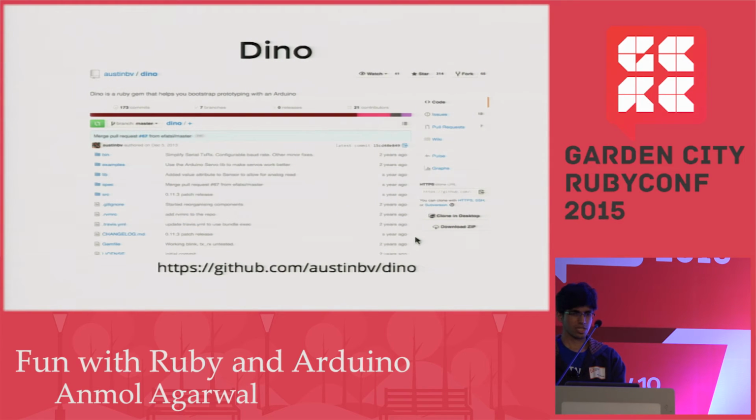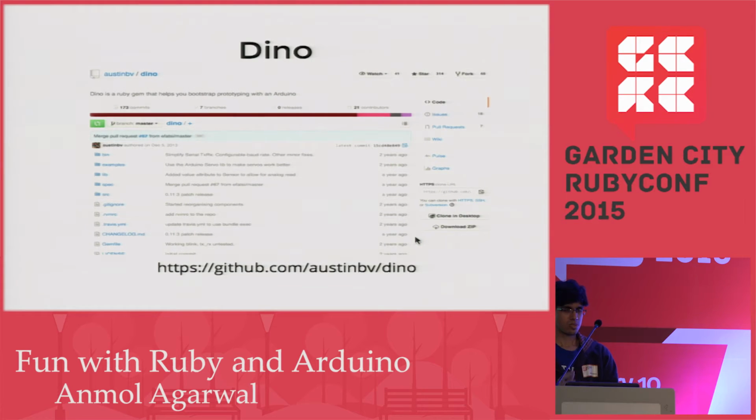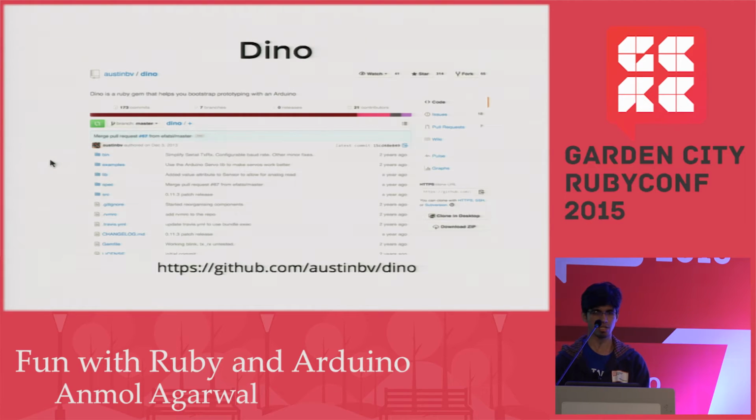And next, the last is the Dino gem, which I started learning from. This gem is made by Austin Vance, and R2 has actually been talked about by Ron Evans and Jim Varick. So Dino is a Ruby gem that helps you bootstrap prototyping with Arduino. It's a very simple gem, and I'll be using this to show my demos in the coming slides, because I think it's comparatively simpler to read, write, and understand. So that's what we are going to use today.